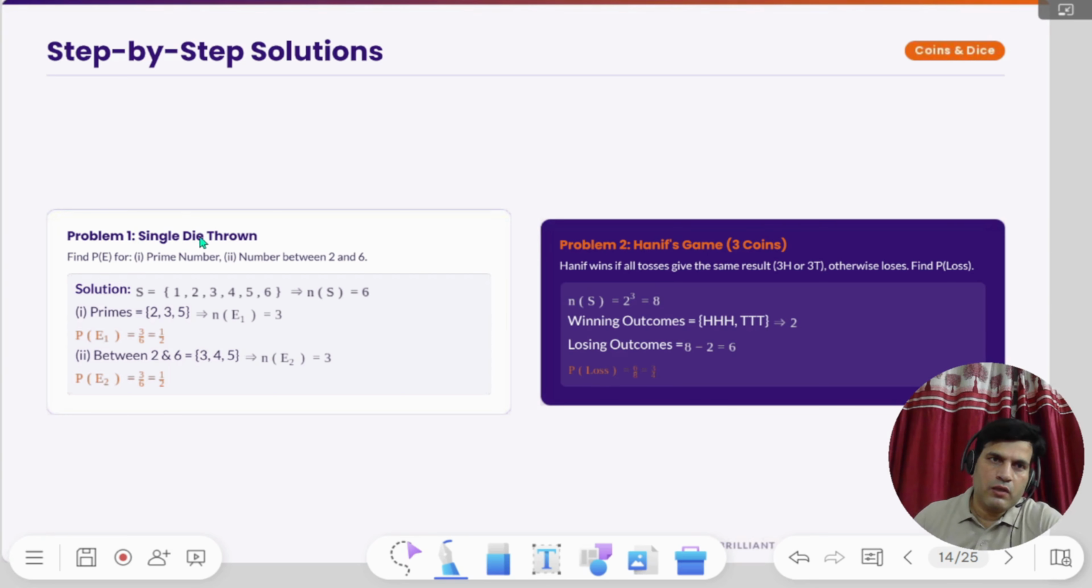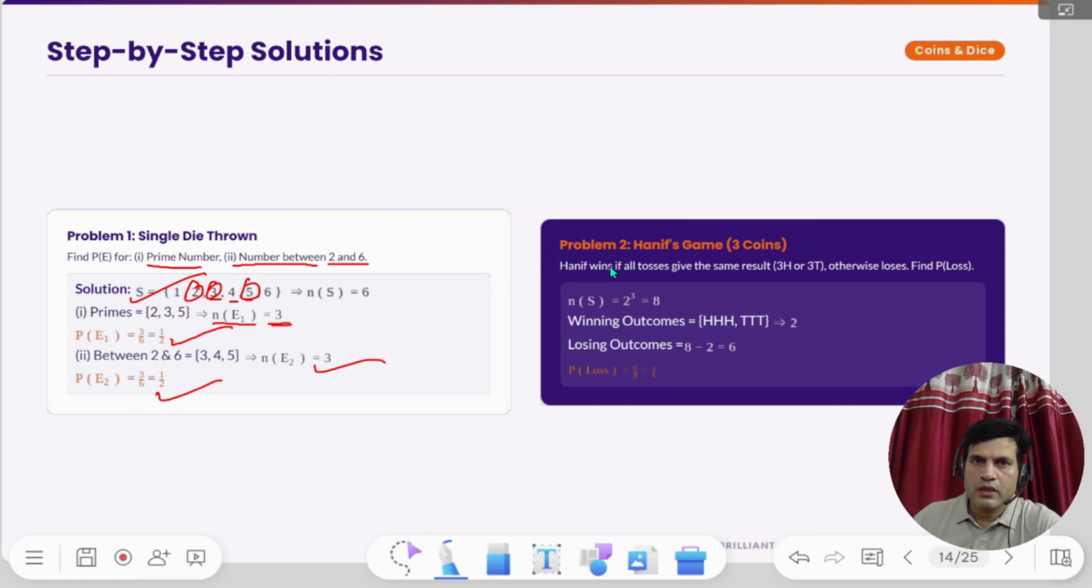Now step by step solutions. A die is thrown, find P for a prime number between 2 and 6. So the solution: 1, 2, 3, 4, 5, 6 is our possible outcomes. What is a prime number? Like 2, 3 and 5. These are the 3 prime numbers. So total favourable outcomes for E1 is 3, so P(E1) is 3 by 6. And for E2, between 2 and 6 there are 3 numbers also, so P(E2) is 3 by 6. Their probability is also 1 by 2.